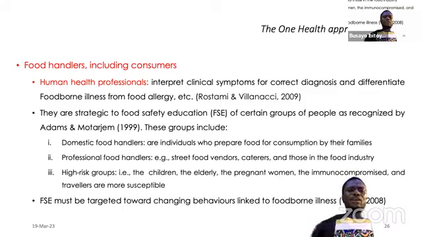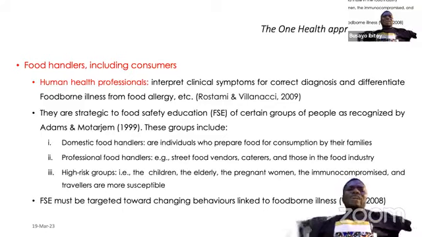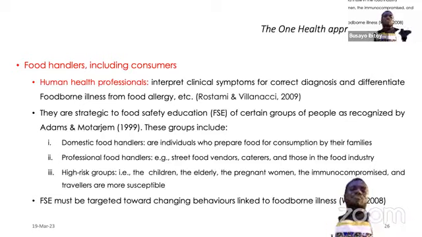Here, we need human health practitioners. Now, we've seen the involvement of veterinarians at the farm level and at the abattoir level. At this stage, human health professionals play more of a role.